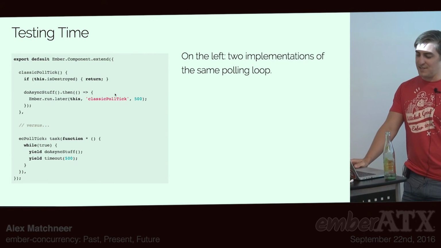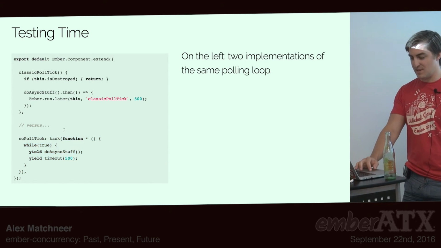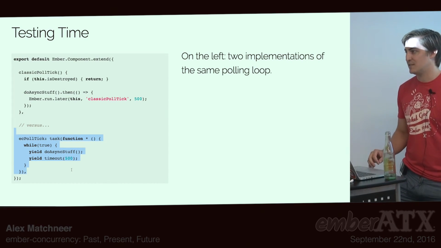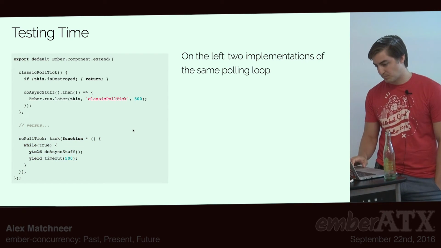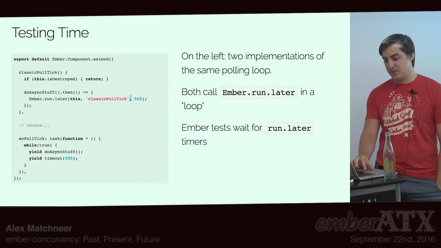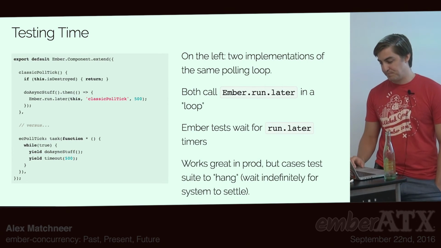So that's the interesting thing about this: what were you doing before all of that? And I think the answer is either you weren't testing, which is fine because I don't test everything, or it just seems like if this is so easy to express now, why is it still really hard to test? So yeah, both call Ember run later in a loop, whether it's a loop via recursion or a loop via while loops in a generator function.